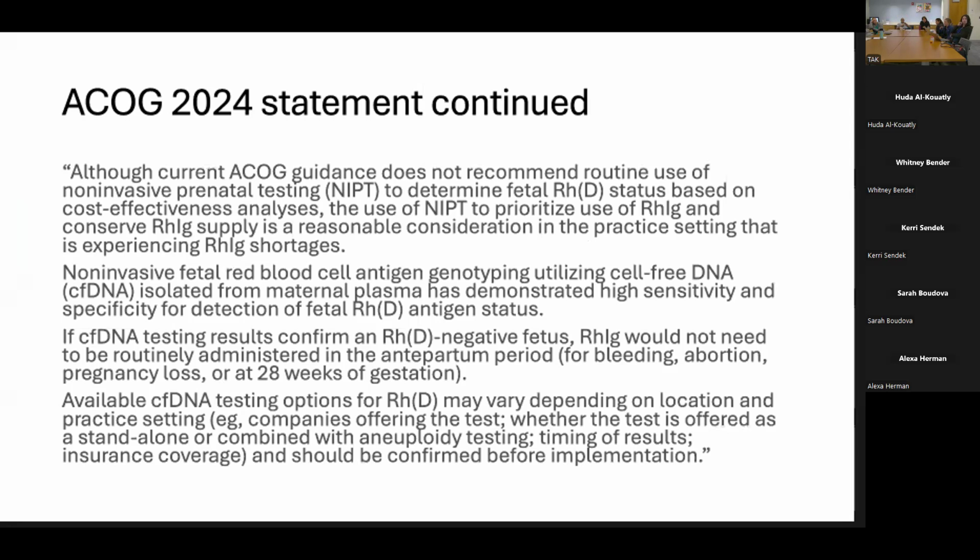And this was kind of what the updated statement in April said. So although current ACOG guidance does not recommend routine use of NIPT to determine fetal RHD status based on cost effectiveness analyses, the use of NIPT to prioritize use of RHIG and conserve RHIG supply is a reasonable consideration in the practice setting that is experiencing shortages. Non-invasive fetal red blood cell antigen genotyping utilizing cell-free DNA isolated from maternal plasma has demonstrated high sensitivity and specificity for detection of fetal RHD antigen status. If cell-free DNA testing results confirm an RHD negative fetus, then RHIG would not need to be administered.